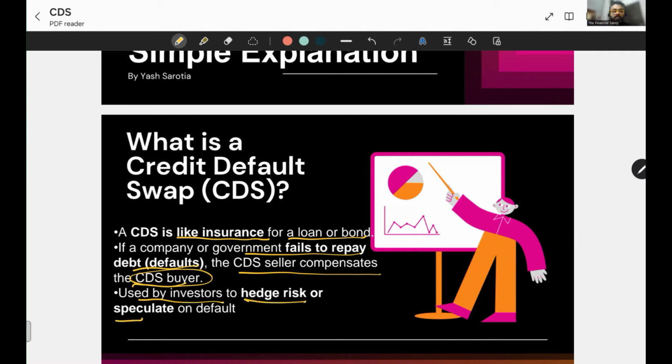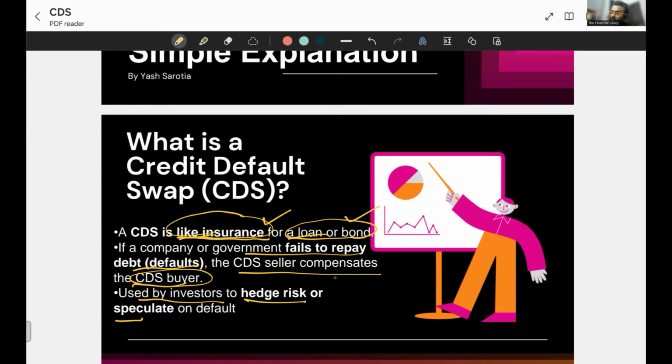A CDS is a financial contract that works just like insurance. That's why in the first pointer I mentioned it is like insurance, right? But insurance for what? Insurance for loans and bonds. In the first line you can see I even mentioned loans and bonds. Basically it protects the investor from the risk that a company or a government might not pay back their debt.